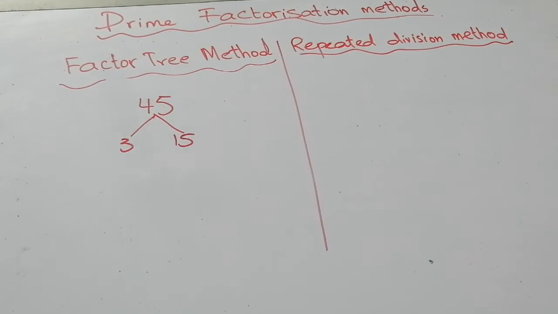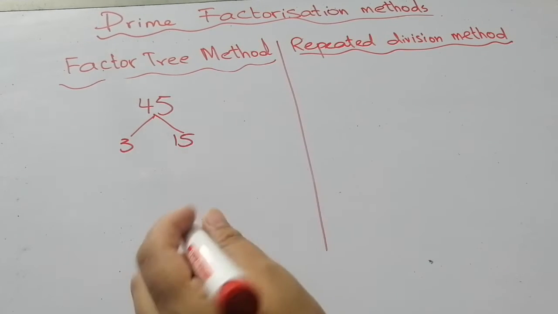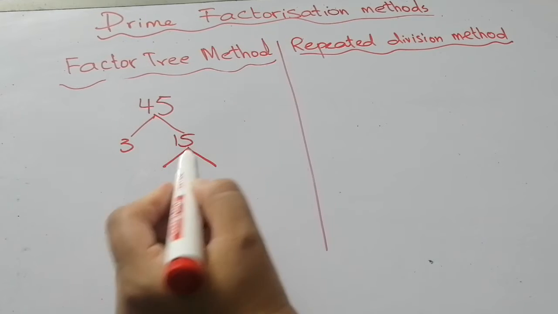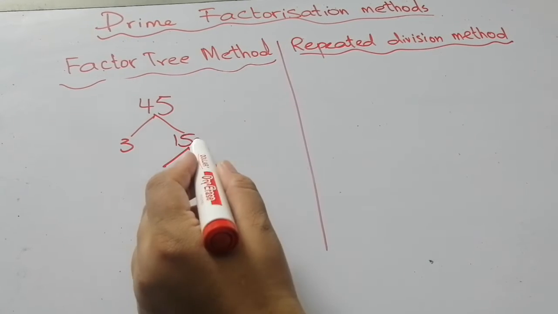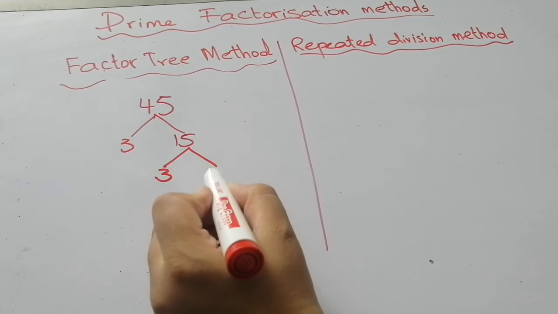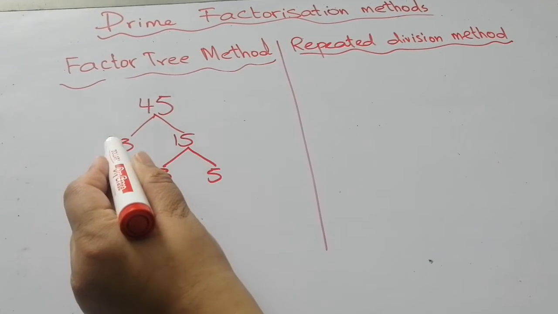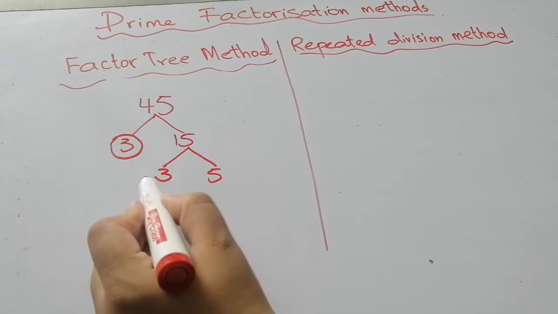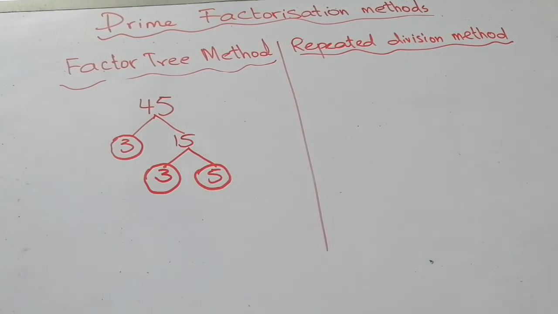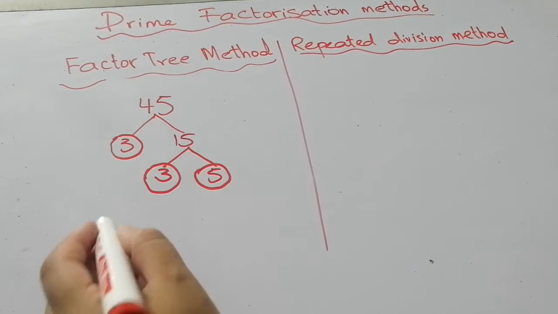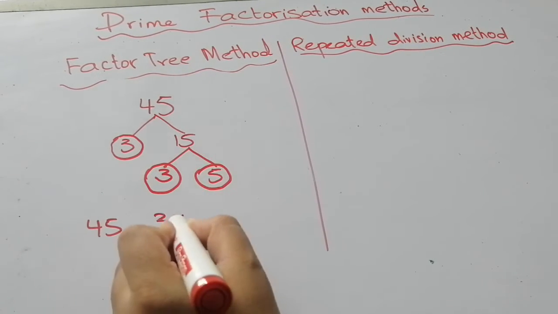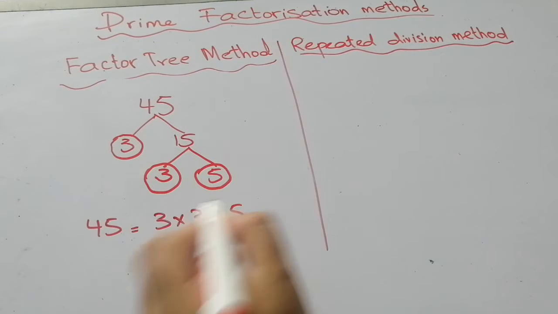Now 3 cannot be split further because it is already a prime number, but 15 is not a prime number, so I can split 15 into two parts. 15 is not divisible by 2, but it is divisible by 3. 3 5s are 15. Now all the ends of this tree are prime factors. So the prime factorization of 45 is 3 multiplied by 3 multiplied by 5.